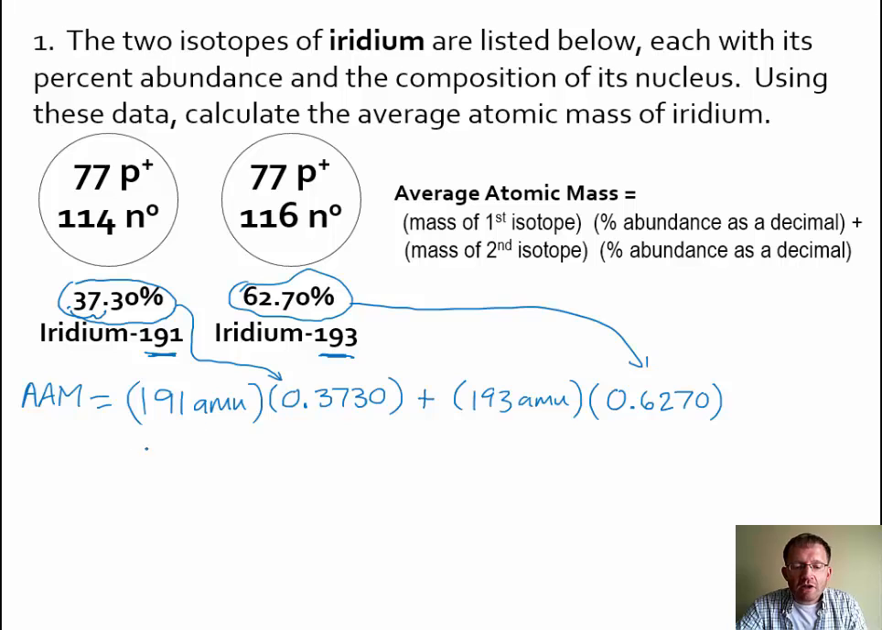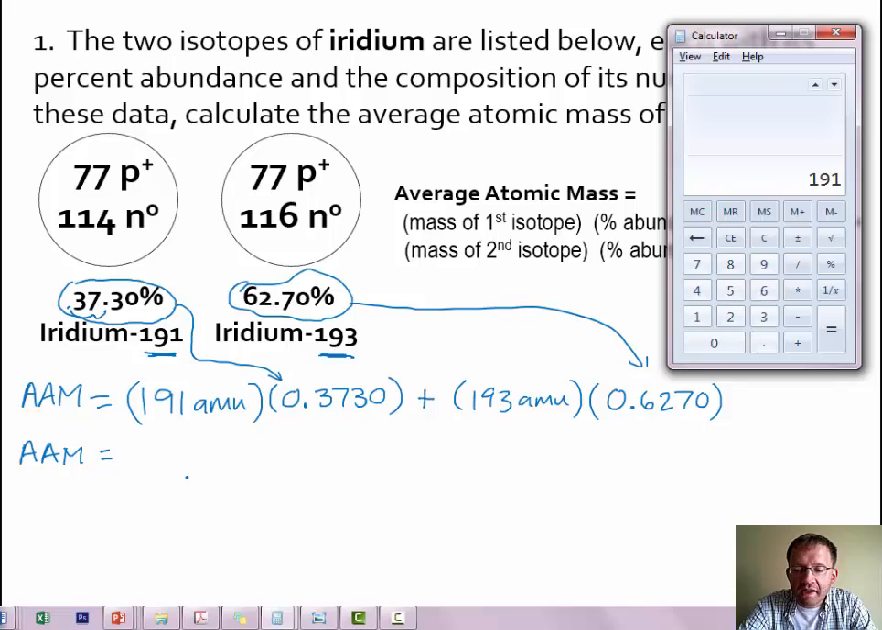All right, so to go ahead and solve this now, we're going to take each of those masses times those percentages and get answers for each of them first, because we want to consider the rules of significant figures. So we're going to multiply 191 times 0.3730. I'm going to get my calculator here. 191 times 0.3730. Now my answer comes out as 71.243. How do I want to round that off? Well, remember the rules say that when multiplying, the answer should have as many significant figures as the original value with the fewest significant figures.